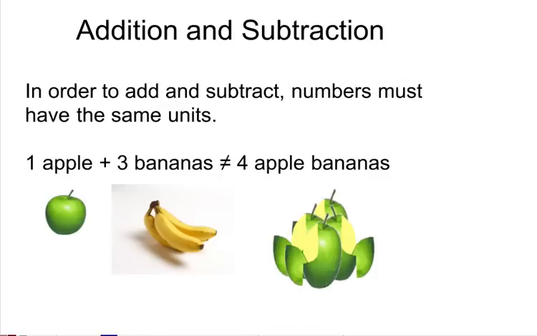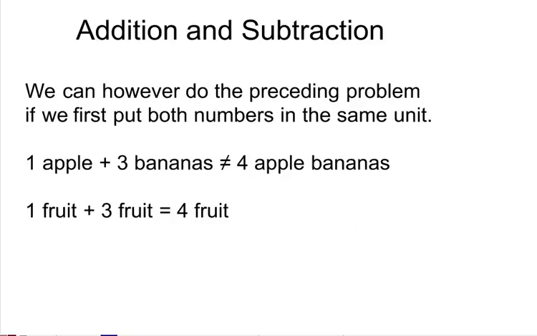So, for example, when you add and subtract, you need to have the same units. You cannot take one apple and 3 bananas and end up with 4 apple bananas. Apples and bananas are 2 different things that cannot be added. Now, if I said I have 1 piece of fruit and 3 pieces of fruit, I have a total of 4 pieces of fruit. If you convert them to similar units, if that can be done, you can add. But you have to do those conversions first.